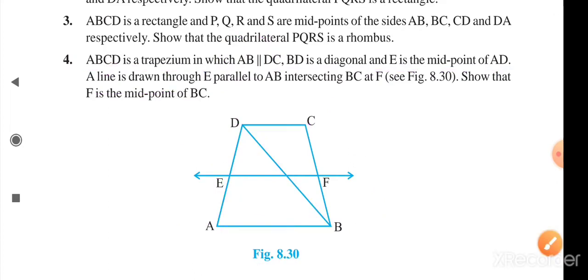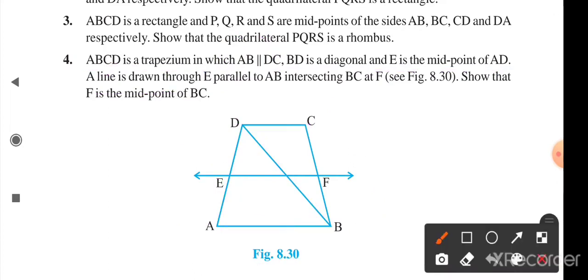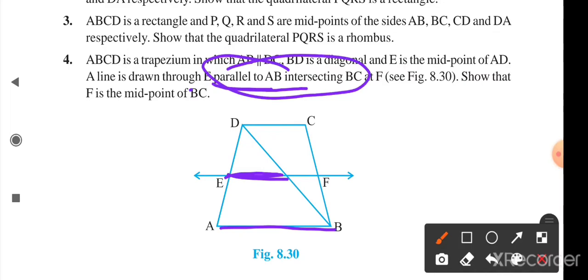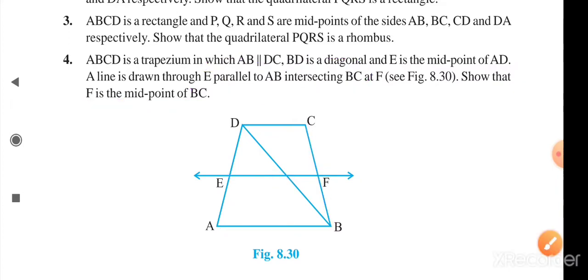Now what you have to prove? You have to prove that the line through E parallel to AB, and this line is also parallel to AB, which is also given in the question. Now you have to show that F is the midpoint of BC. That means you have to prove that F is the midpoint of BC. Now moving to the question, see what you have to do.